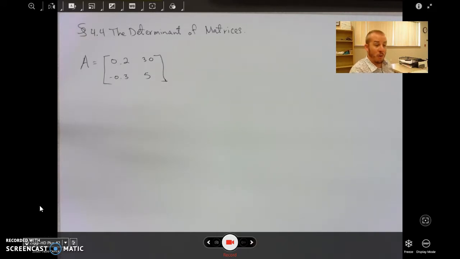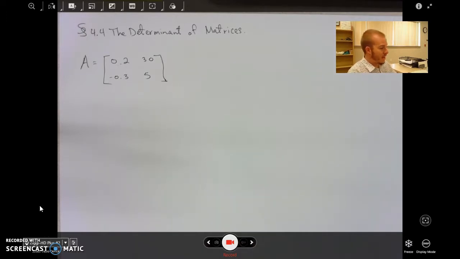That's okay. 4.4, the determinant of matrices. Now, the determinant is not the same as addition, subtraction, scalar multiplication, or multiplication of matrices like we've been seeing in the last couple of videos. The determinant is something we use to solve systems of equations with multiple variables, 2 variables, 3 variables, 4 variables, etc. So you're going to see in this video how to find the determinant of 2x2 and 3x3 matrices.